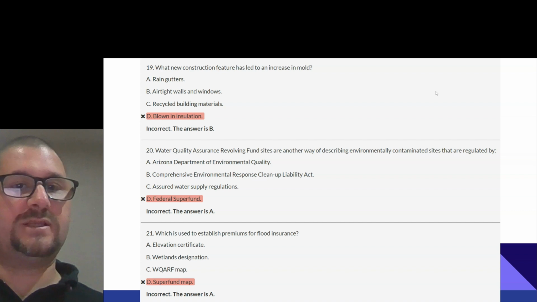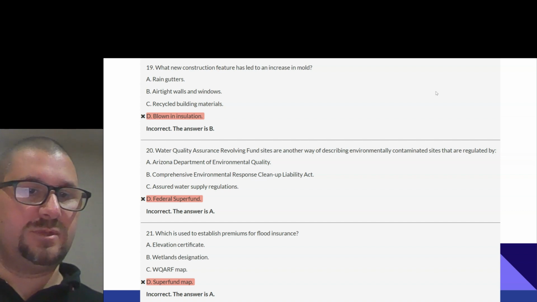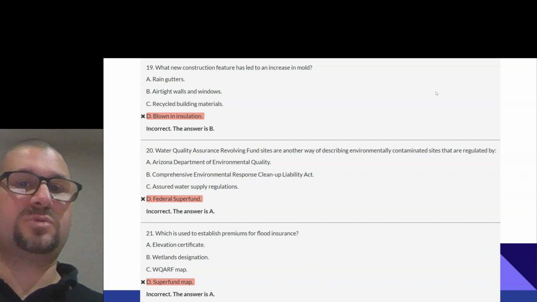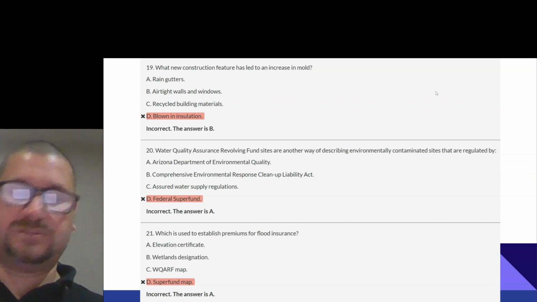So is it wetland designation? No. A WQARF map? No. Superfund map? No. So elevation certificate is used to establish premiums for flood insurance.